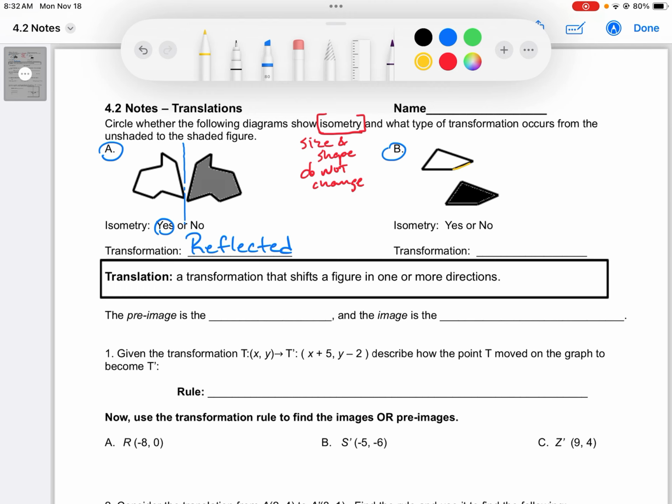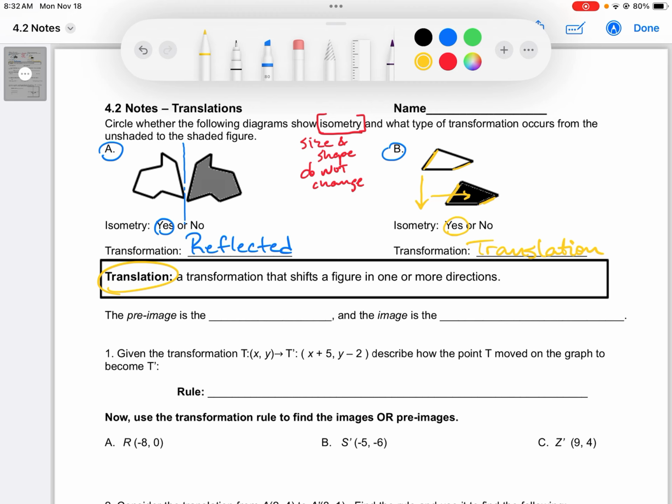It's been reflected. And then for our second one, they're in the exact same orientation, like the corresponding sides are all still in the same location. So all it looks like that's happened to this one is that it's been maybe slid down and over, some kind of combination of down and to the right. And we would call that a translation.